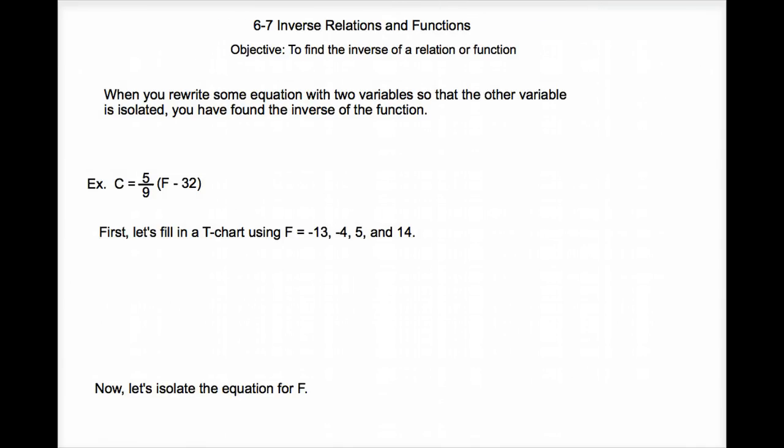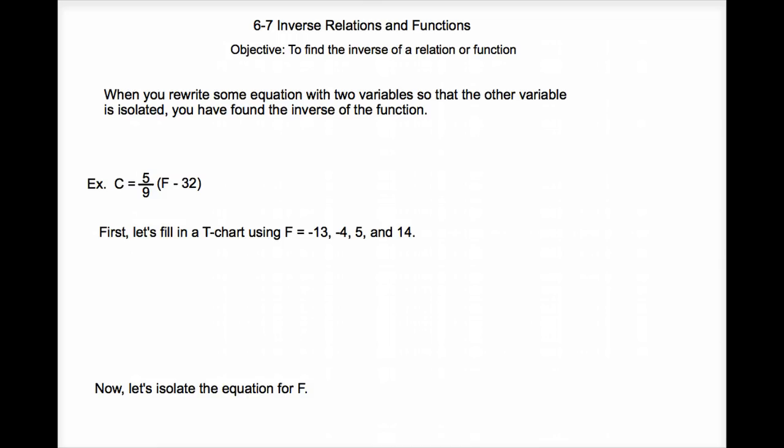Welcome to lesson 6-7, which is on inverse relations. An inverse relation is essentially this: you've got two variables that are related to one another by some equation. One of them is your input, and you plug that in and get an output. For an inverse, all you're doing is switching them around, rewriting it so that the other one is the input instead of the output.